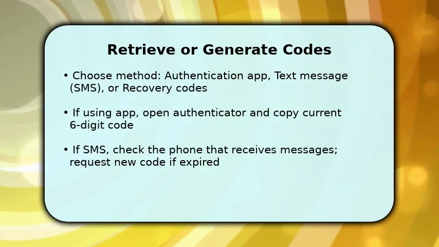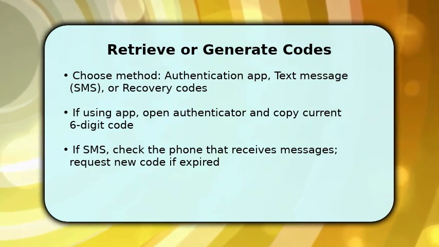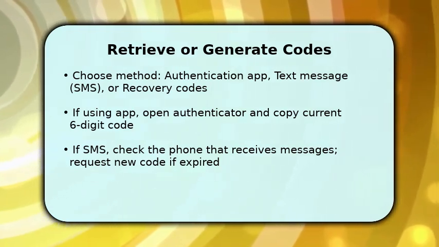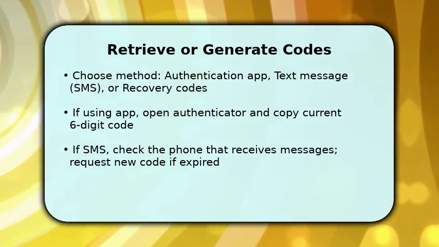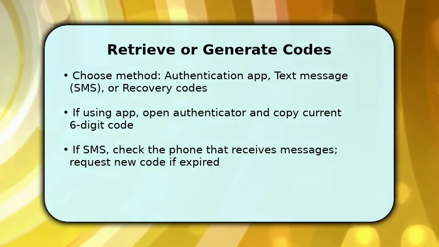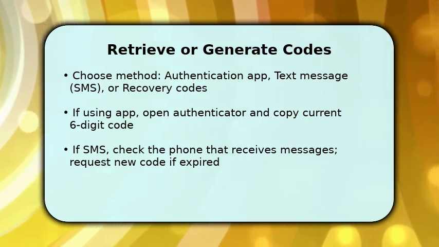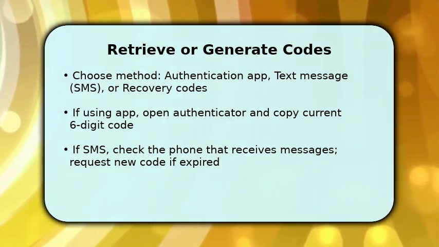You now decide which method to use: Authenticator app, SMS, or existing recovery codes. Each generates a time-based 6-digit code. Once you pick Authenticator, open your app and copy the current code. Codes refresh every 30 seconds, so act quickly.